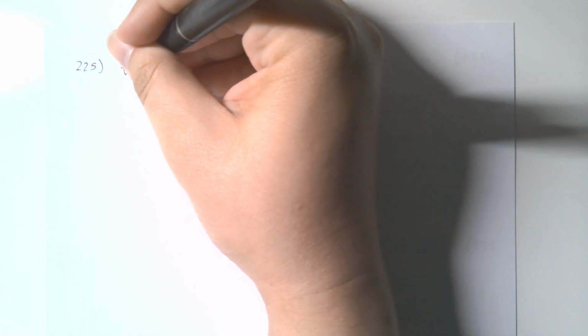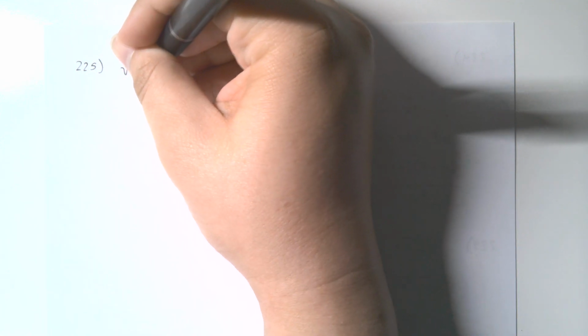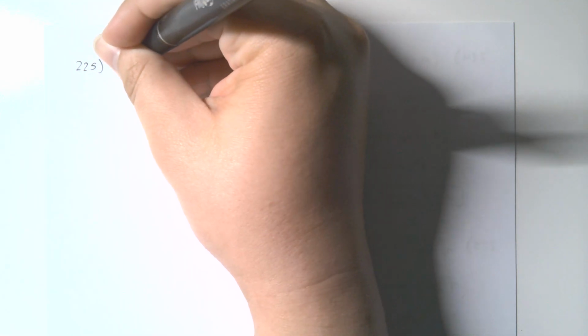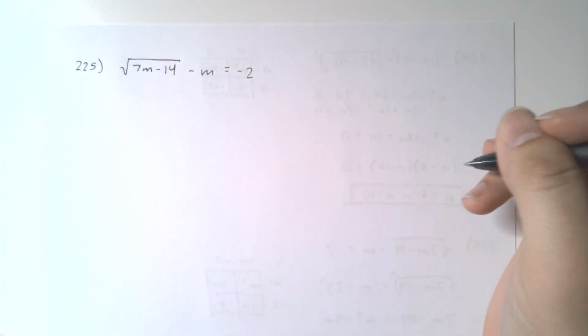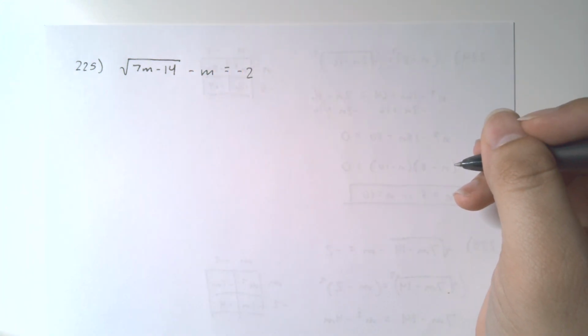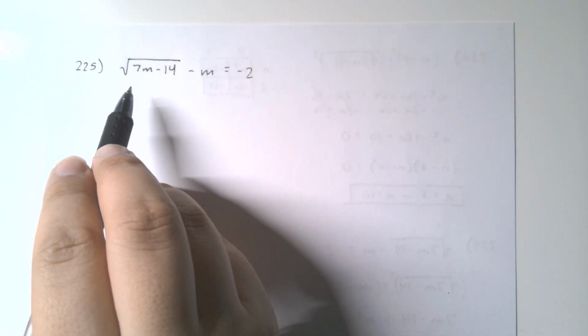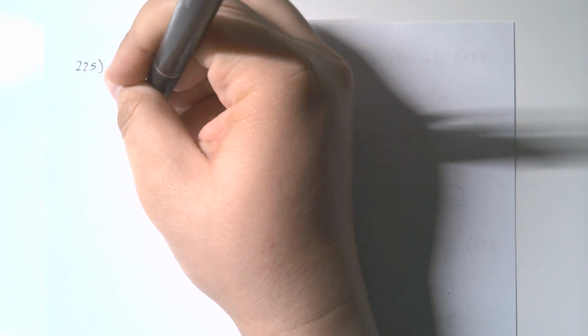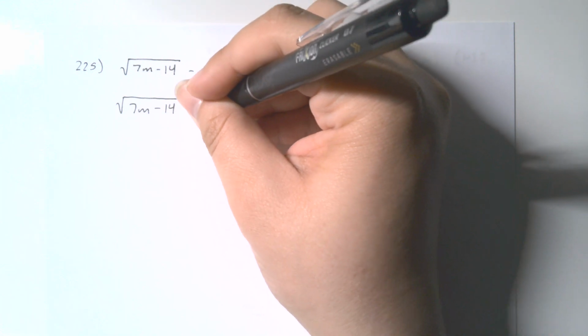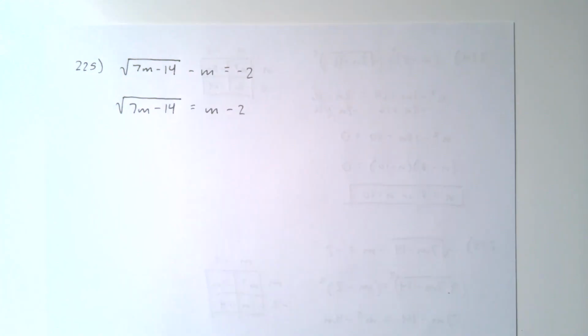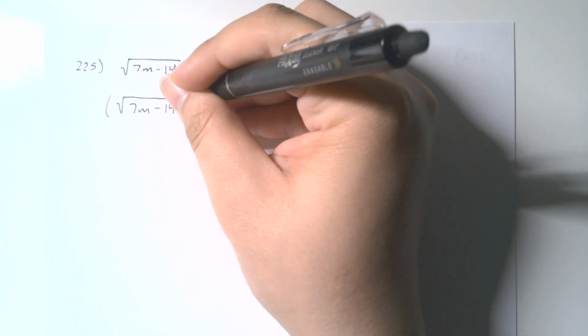So for number 225, we have the square root of 7m minus 14, minus m, is equal to negative 2. And so again, we want to isolate the square root. So we're going to add m to both sides of this equation. We get the square root of 7m minus 14 is equal to m minus 2. And now that we have the square root isolated, we can square both sides of this equation.